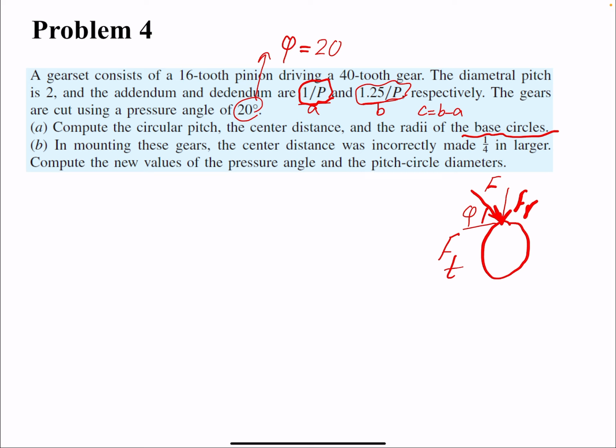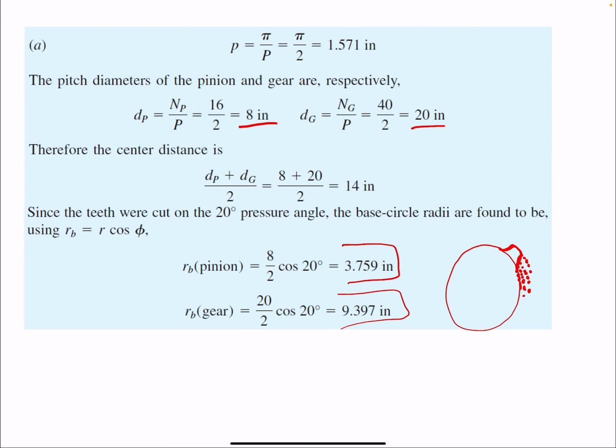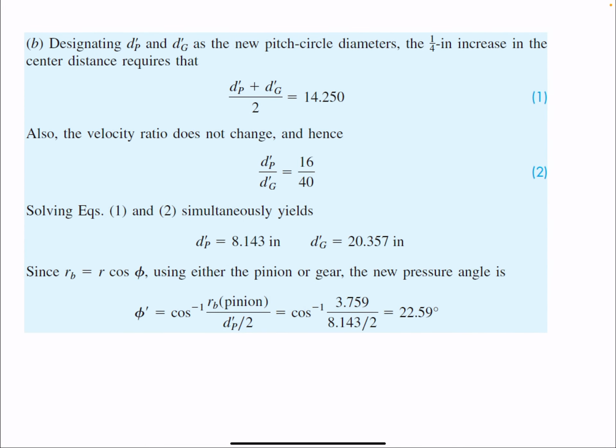We want to find what happens to the pressure angle or the pitch circle diameters. So if we place them further apart, that means that we have a new center to center distance. It's no longer 14, but 14 plus 1/4 of an inch, 14.250. Also, the velocity ratio is not changing because the number of teeth is not changing, so the velocity ratio is the same. So we can find the new pitch diameters.